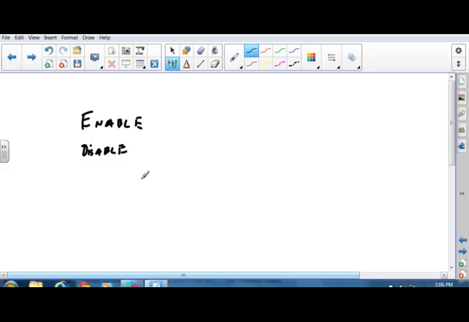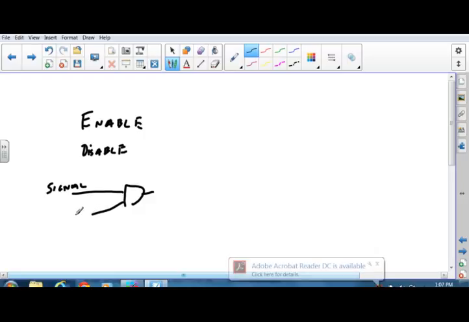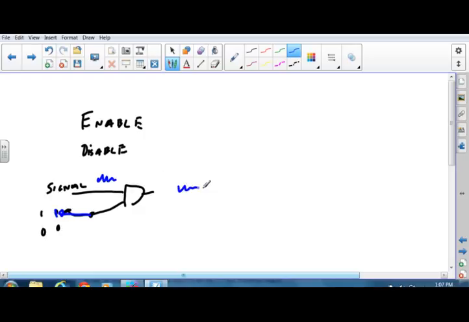All right, so I have some signal, and it's a digital signal coming into an AND gate, and I've got a switch on the AND gate that can either be 1 or 0. I take that switch and hook it up to the 1 position. Then whatever my signal is, my signal out is going to be the same.